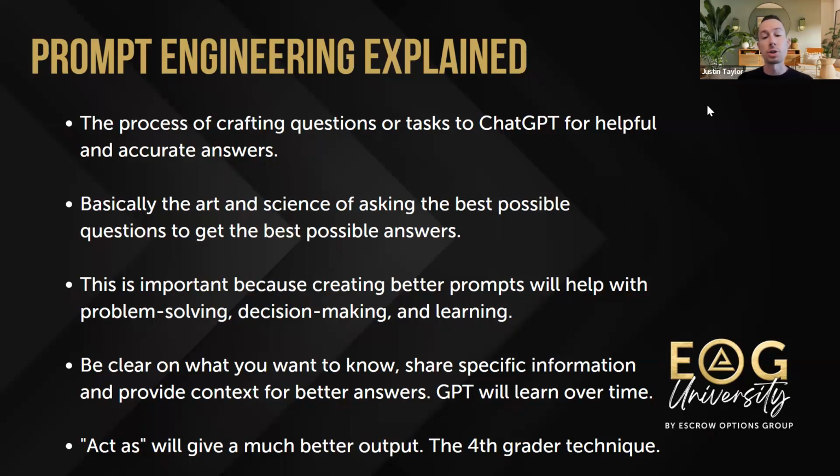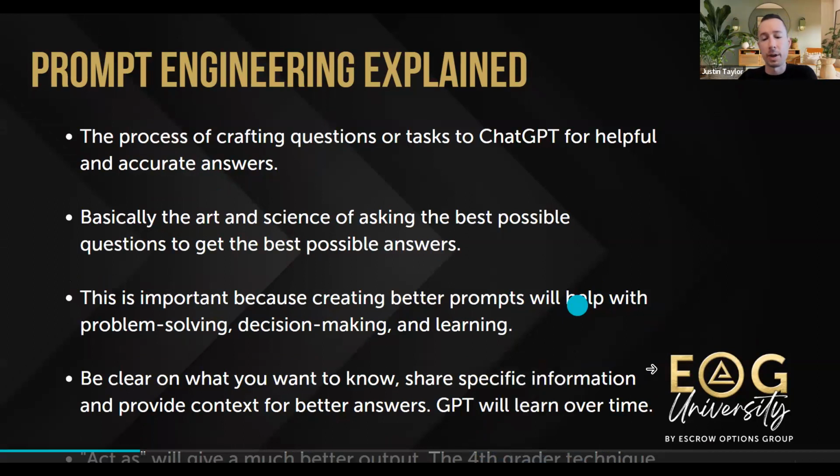Be clear on what you want to know. Share specific information and provide context for better answers. ChatGPT is going to learn over time. When you tell it a certain tone, over time, it's going to know that you prefer this certain tone. When you ask it to act as a real estate agent, act as a digital marketing expert, act as an SEO expert, it's going to know over time what kind of content you generally want it to output, which is super important, again, to save time when you're creating this content. Act as will, of course, give a much better output. And we're also going to talk about the fourth grader technique.